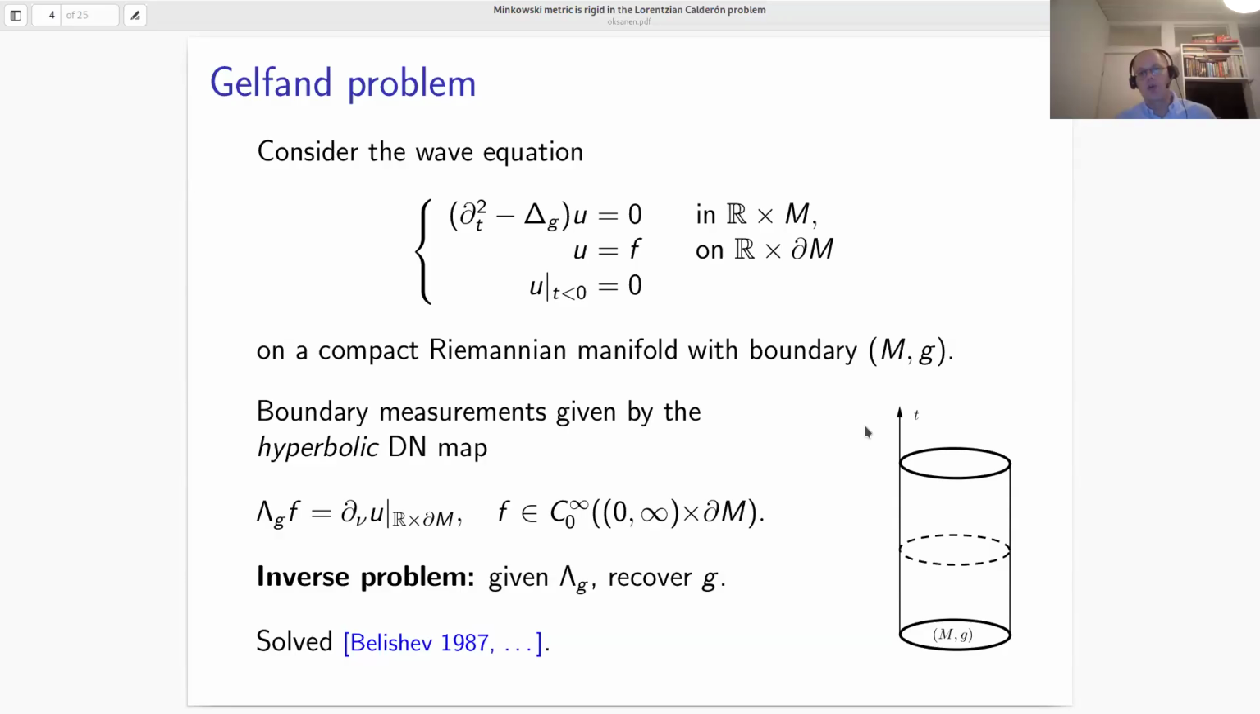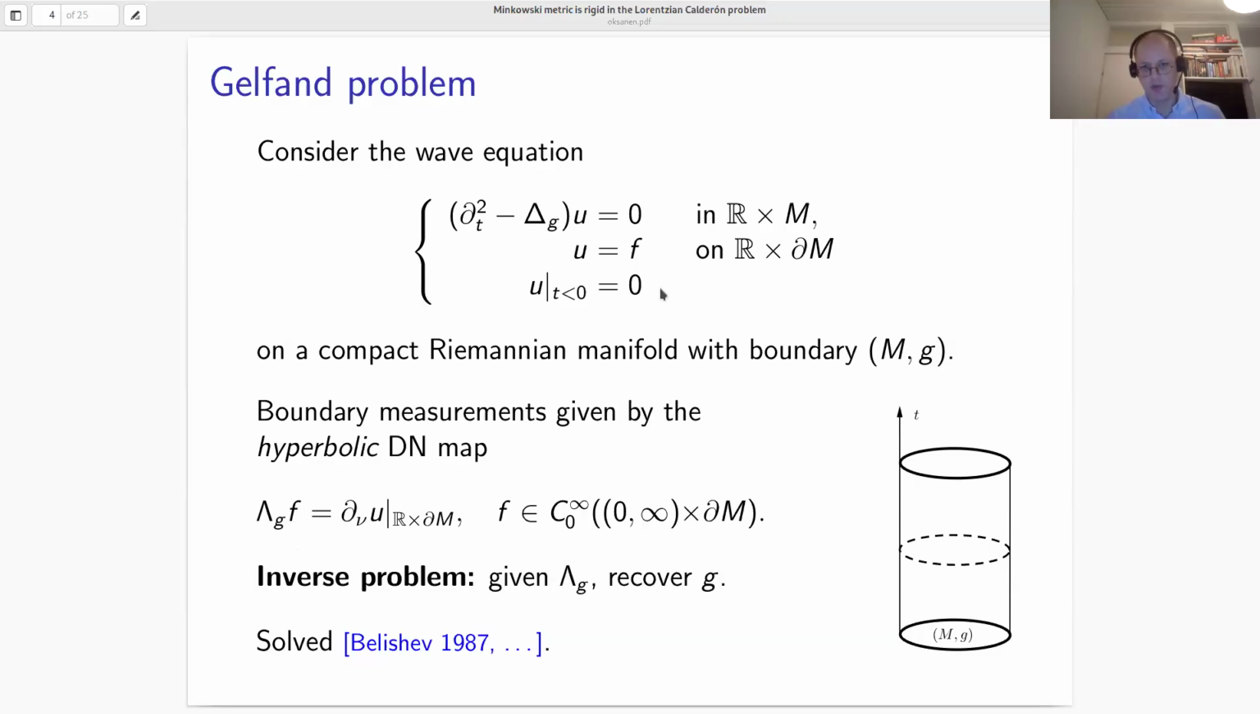But if you go to the hyperbolic version, there are more tools that you can use, and there are stronger results by now. This is one way of going to the hyperbolic case. You just take a product of your previous Riemannian manifold with a time interval, and then look at the wave equation in this product geometry. Now you get a similar problem, so you still want to recover the geometry, and you associate to this wave equation a Dirichlet-Neumann map in a very similar manner as for the elliptic case.